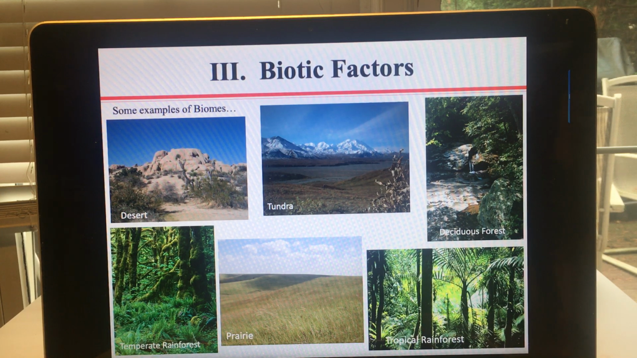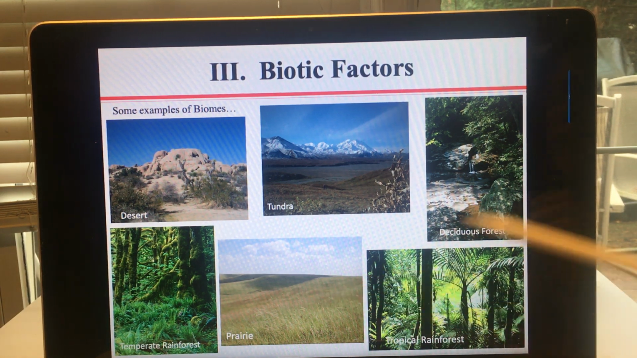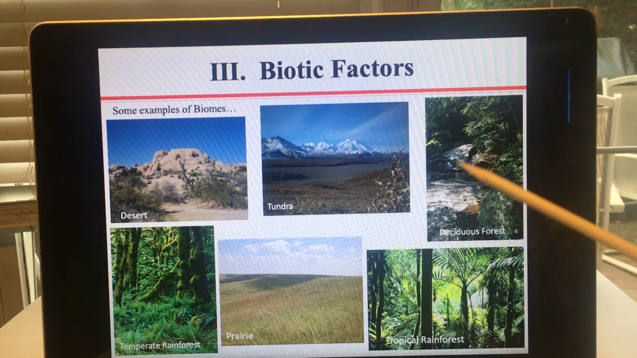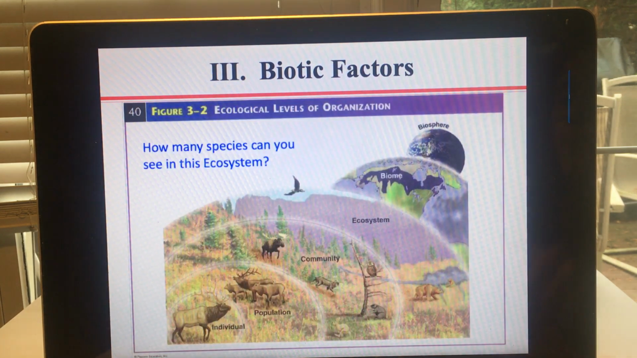Here are some photographs of some biomes. You probably did a biome project in middle school and probably in 7th grade. We don't really spend a lot of time talking about biomes this year, but you're all familiar with tropical rainforests, prairies, the deciduous forest. This is where we live in Maryland, a desert biome, and of course there are deserts all over the world, and there are tropical rainforests on many different continents. But they have similar ecosystems and similar species.